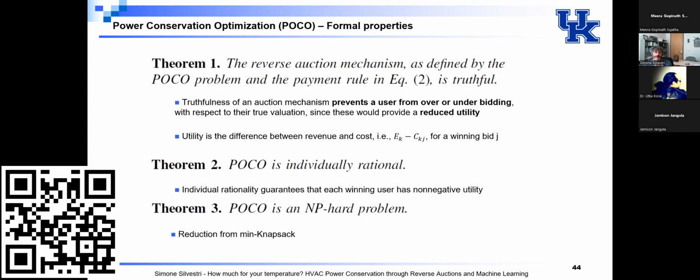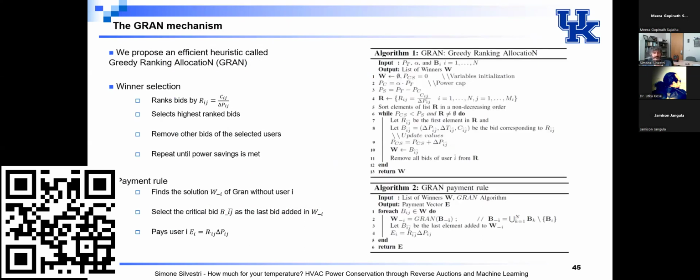But unfortunately, this problem that I just showed you is NP hard, and you can do a reduction from the minimum knapsack. So we designed a heuristic in order to solve this same problem, selecting the winners. The heuristic is not particularly complicated. It is a greedy heuristic in which you rank the users according to a measure that takes into account the cost and at the same time the corresponding energy consumption. Then it ranks the bids and selects the best bids according to that rank.